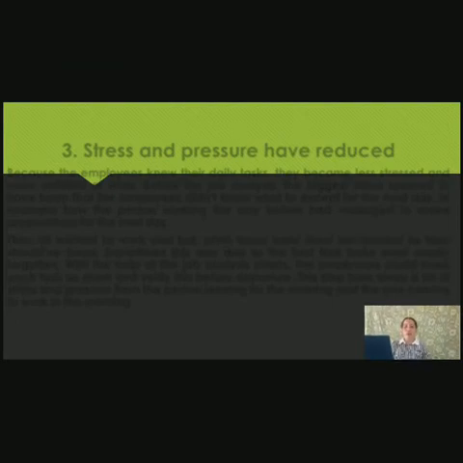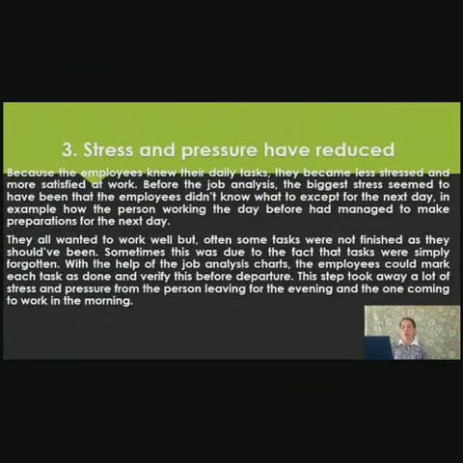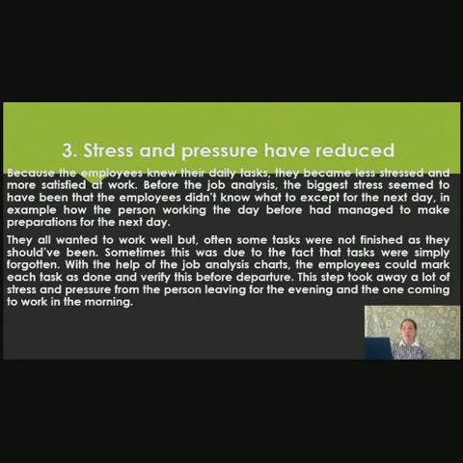Lastly, stress and pressure have reduced. Because the employees knew their daily task, they became less stressed and more satisfied at work. Before the job analysis, the biggest stress seemed to have been that the employees didn't know what to expect for the next day.